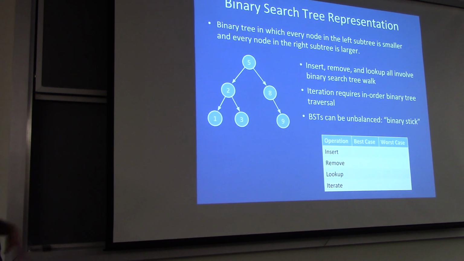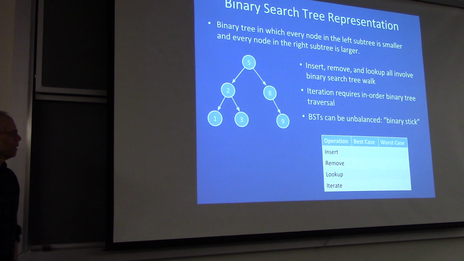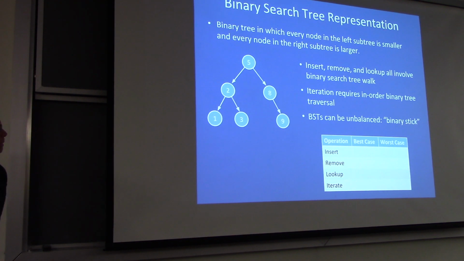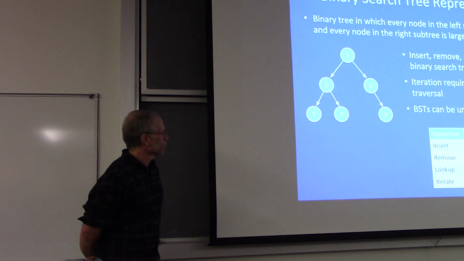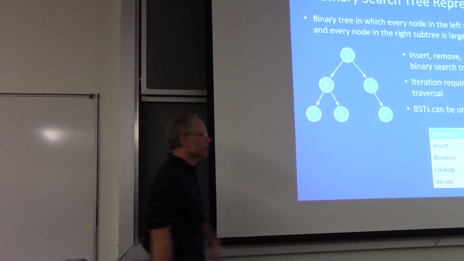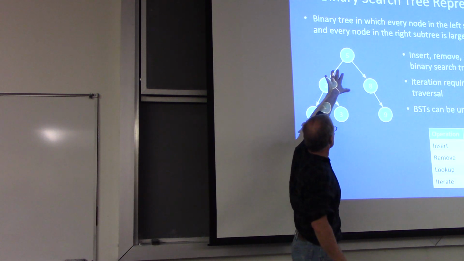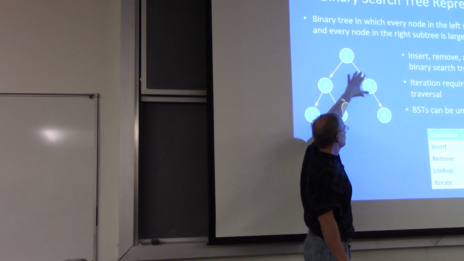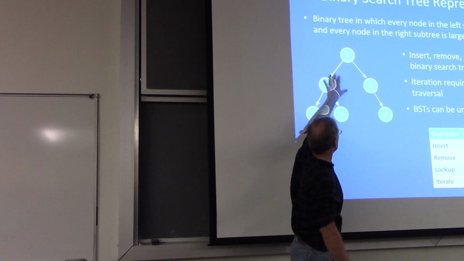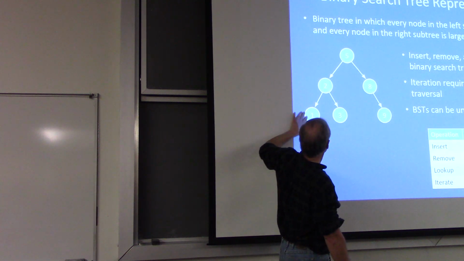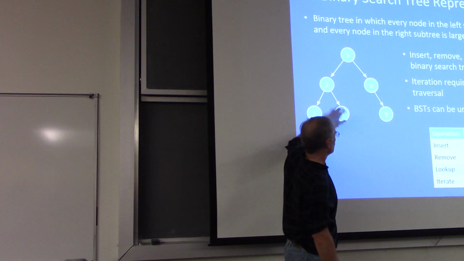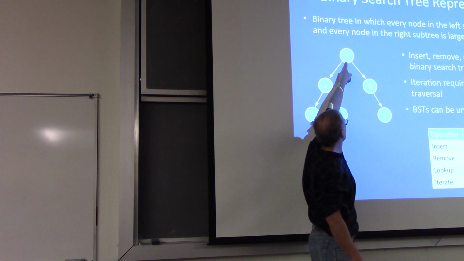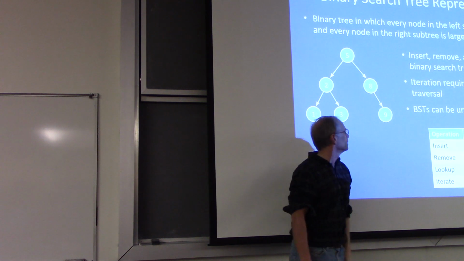And all the operations, insertion, removing, and lookup, involve walking the binary search tree, and I'll remind you what that is. When you iterate, you do an in-order traversal. So you recursively traverse the left subtree, then you visit 5, then you visit the right subtree. So if you're iterating through it, you would get them in order, because you visit everything to the left, then you visit the node itself, then you visit everything to the right.